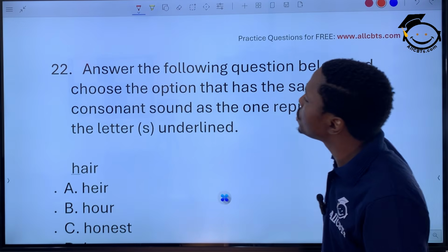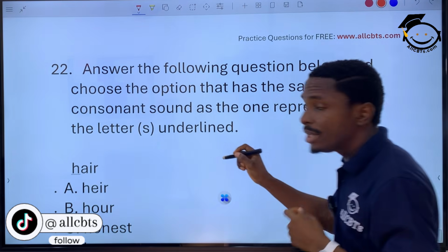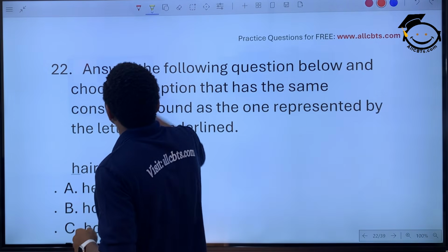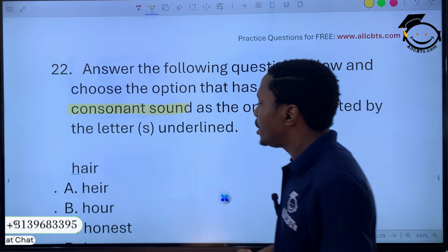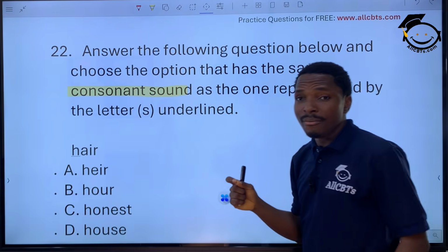And then question 22. Answer the following questions below and choose the option that has the same consonant sound. Again, we see another important one, consonant sound. Okay. Now, what's the word? First of all, you have hair.